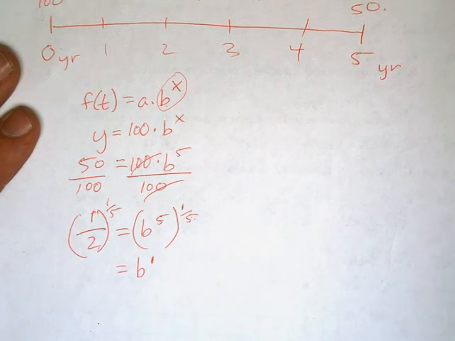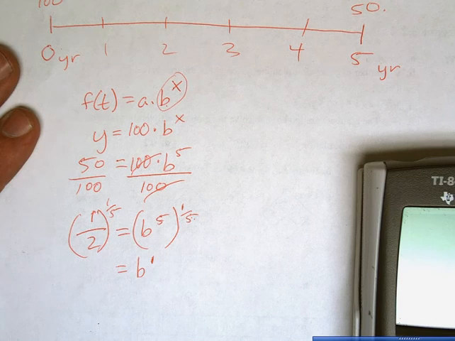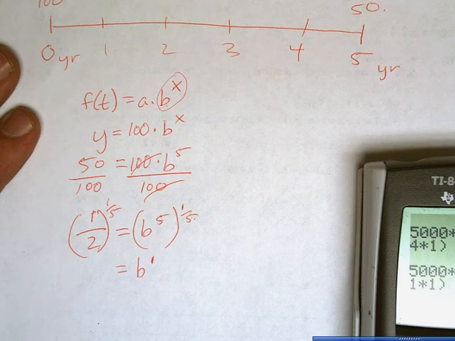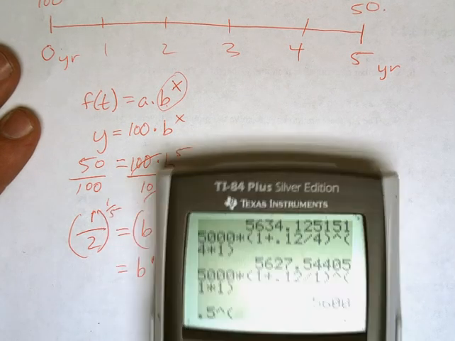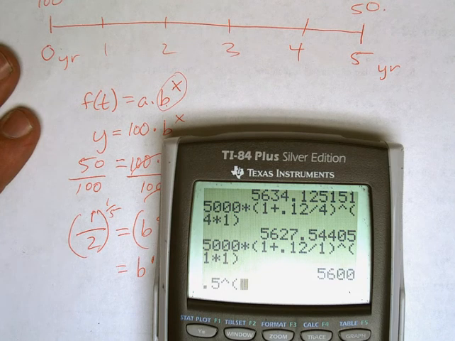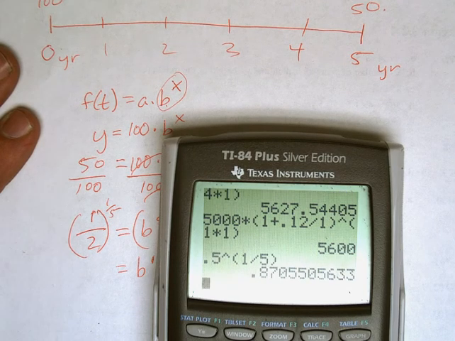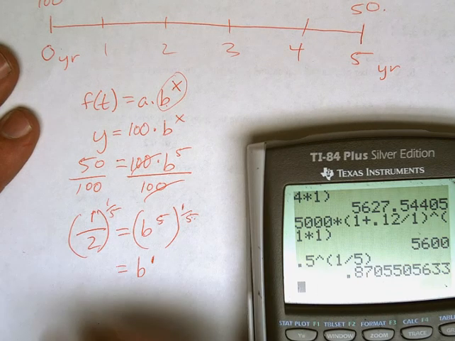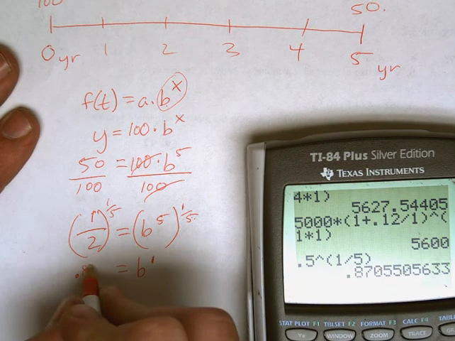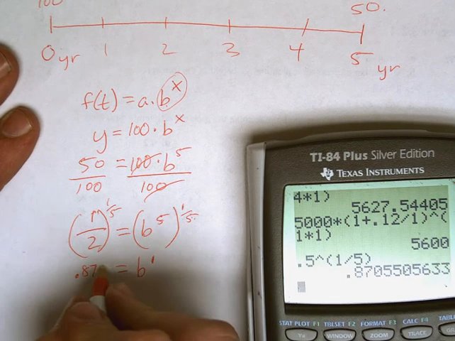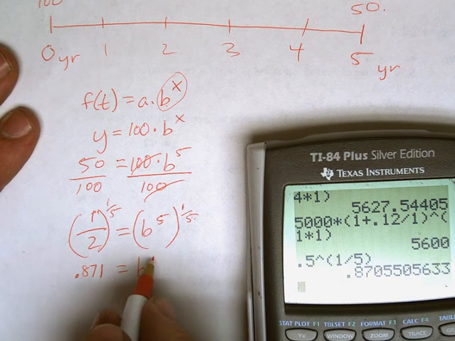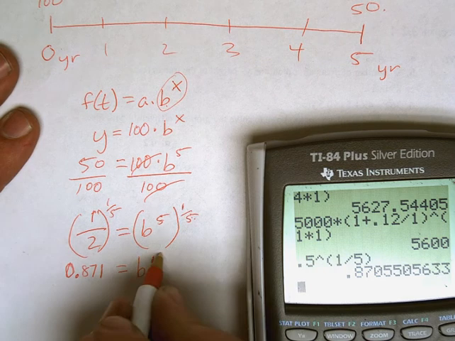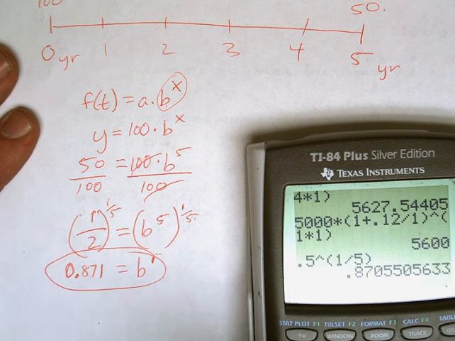So the 5th root of 1/2 is going to be 0.5 to the 1/5 equals 0.87 and some change. Again, 0.87. I'm going to round to the nearest thousandth, so that's 0.871. So 0.871, and that equals our multiplier.